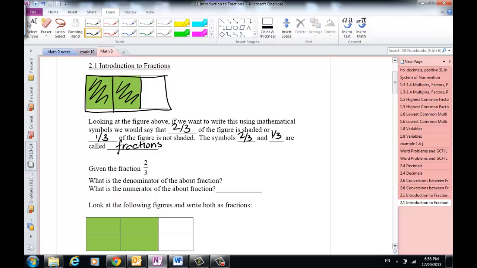So nothing really new. Given the fraction 2/3, what is the denominator of the fraction? The denominator is the bottom number, and therefore the denominator is 3. What is the numerator of the fraction? The numerator is the top number, and that would be 2.